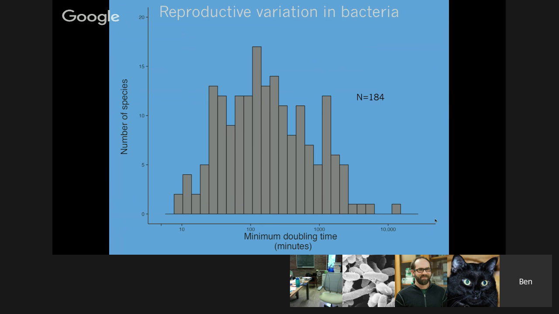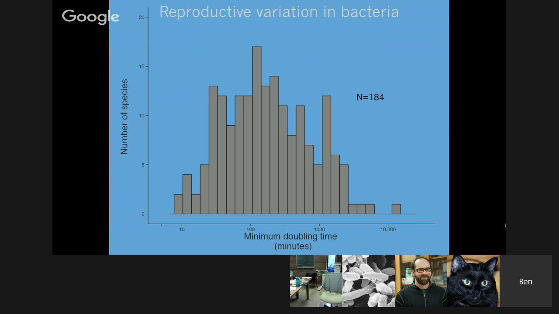So bacteria have a wide range of reproductive habits. For example, the maximum generation times recorded in the literature for a diverse collection of bacteria is massively variable. Here we're looking at a histogram of about 175 bacterial species, whose fastest doubling times can be as short as 10 minutes for Vibrio natriegens, all the way on the left of this histogram, to more than 10,000 minutes for the fastest doubling time of the obligate intracellular pathogen Mycobacterium leprae.